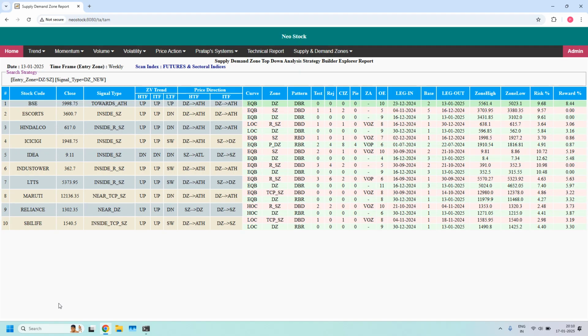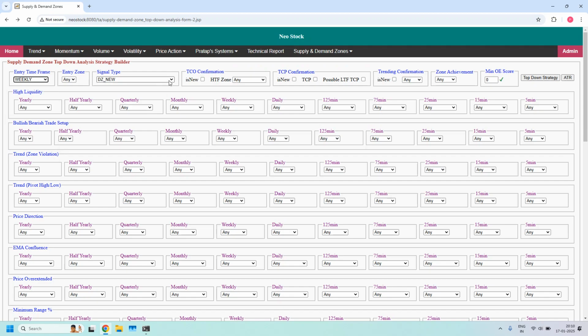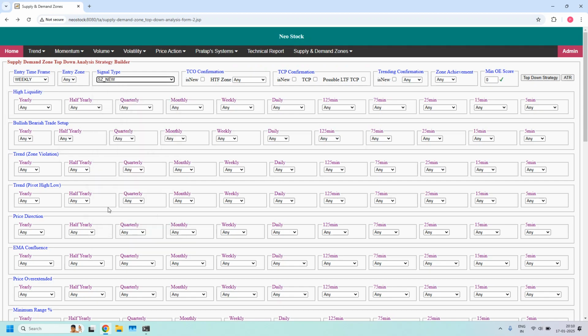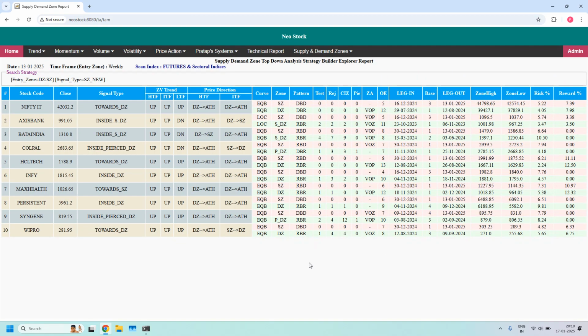Okay, next, for weekly time frame, let us find the stocks having newly created weekly supply zones. These 10 stocks are having newly created weekly supply zones.